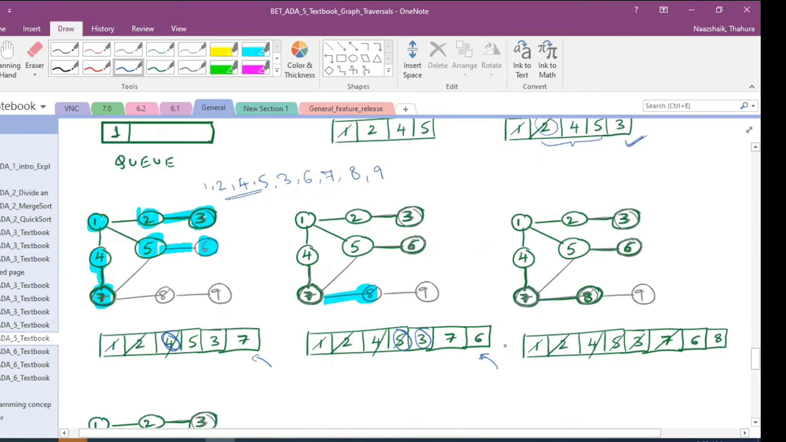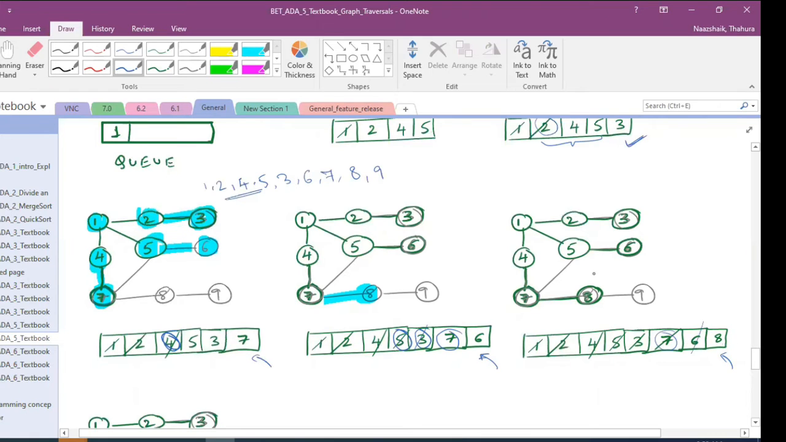Anything coming out of 3? No. So you have finished processing 3. You pick 7. Anything coming out of 7? Yes, you have 8, right? So you add it to the queue and you remove 7. Then you go and check 6, right? Anything coming out of 6? No. So you finished it.